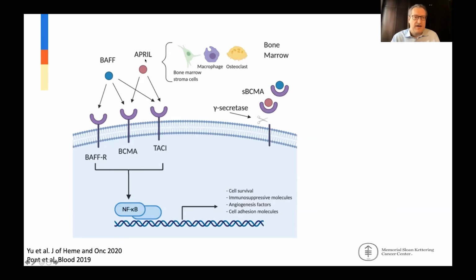I just wanted to point out that its main ligand here is this molecule called APRIL, but it can also be triggered by other molecules like BAFF. And BAFF is relevant for normal B cell, earlier B cell development, but there may be some overlap there. And similarly, plasma cells can develop in the absence of BCMA, although long-lived plasma cells do require BCMA.